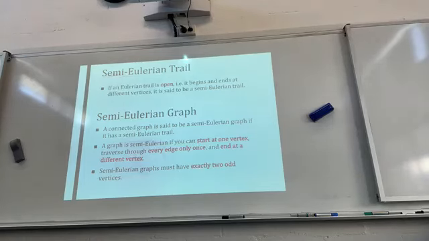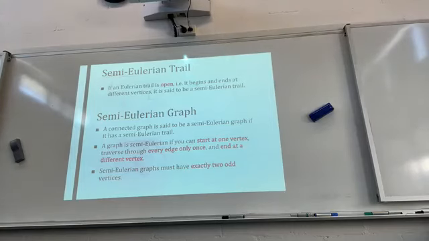So if there's a graph and all the vertices have even degrees, does that mean it has to be Eulerian? Yes. It has to be Eulerian, because you will start from one and go back to the same one since you want to traverse all the edges. Semi-Eulerian, you can traverse all the edges, but you will start from one and finish on the other. So it has to be a connected graph. A connected graph is said to be a semi-Eulerian graph if it has a semi-Eulerian trail.